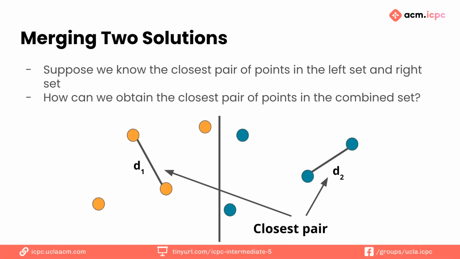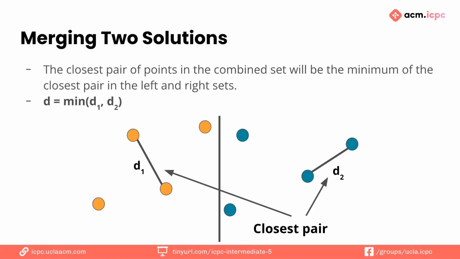Yeah, so that's a really good idea. What if we just take the minimum of these two pairs? So we have D1 here and we have D2 there. What if we just say that the closest pair is just the minimum of them? So it's the minimum of D1 and D2. In this example, you see D2 is slightly shorter than D1, and so we'll just say the answer is D2, right? Does that make sense, everyone?